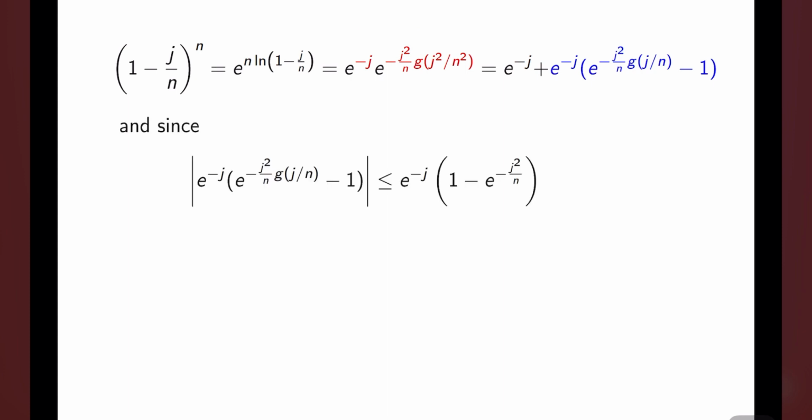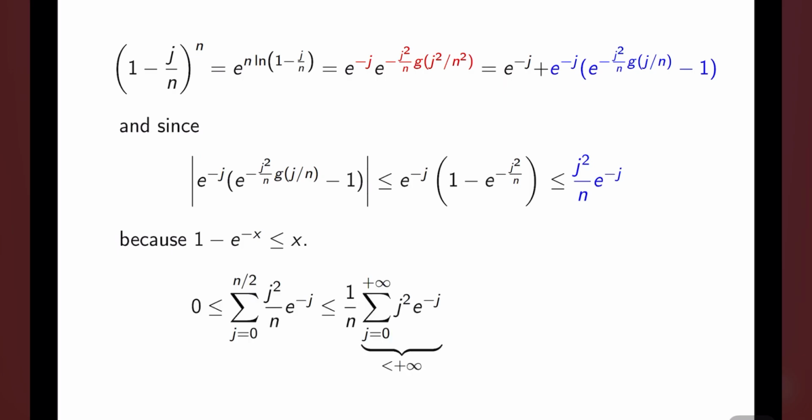In order to do so, I will just take the absolute value of this, and the term between parentheses is negative, actually. So I'll just take the opposite sign, and I get that this is smaller than exp(-j)(1 - exp(-j^2/n)), just because g is between 0 and 1. I can just have this inequality. And we have the well-known inequality, which is 1 - exp(-x) is less than x. So this term in blue is less than (j^2/n) exp(-j).